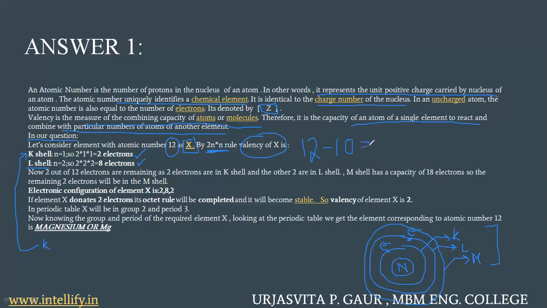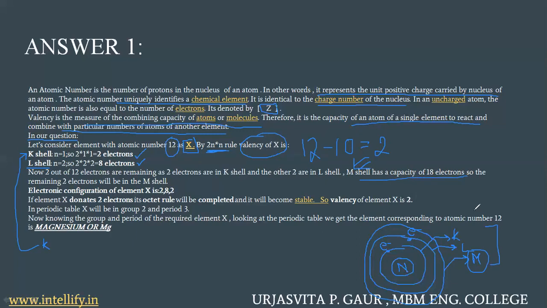Still, we are left with 2 electrons. Now, these 2 electrons are going to the third shell, which technically is the M shell. If I try to apply this 2n² rule to the M shell, where my n is equal to 3, I will find that my M shell can have a maximum of 18 electrons in its orbit.